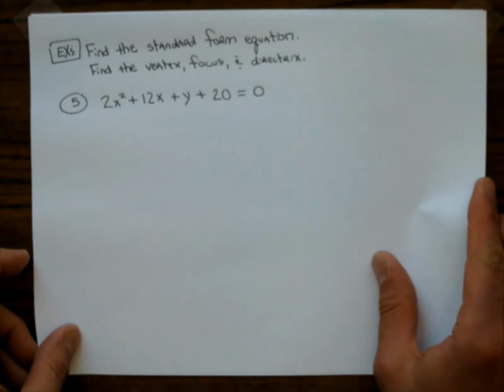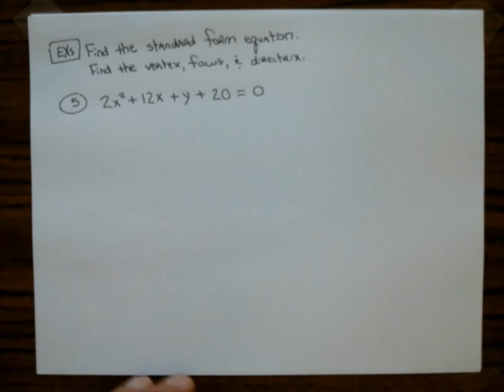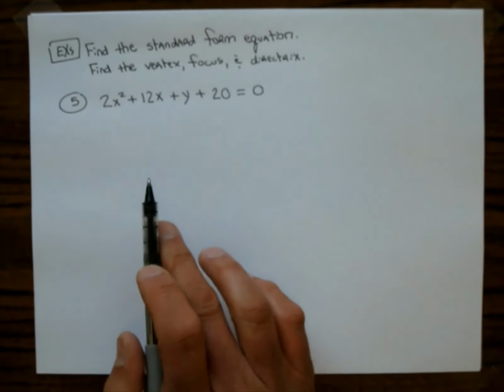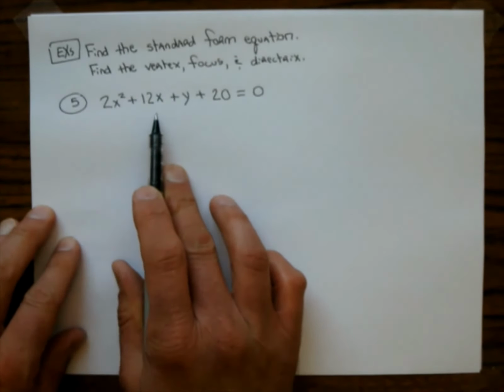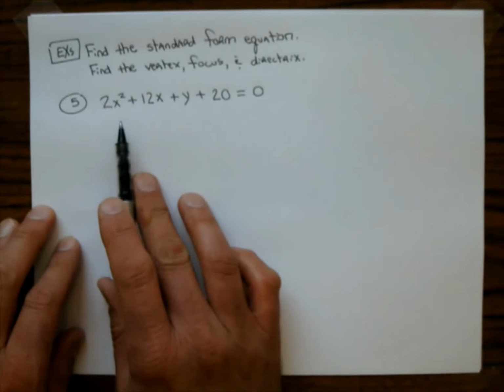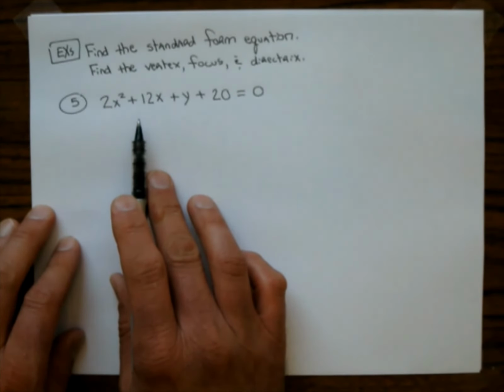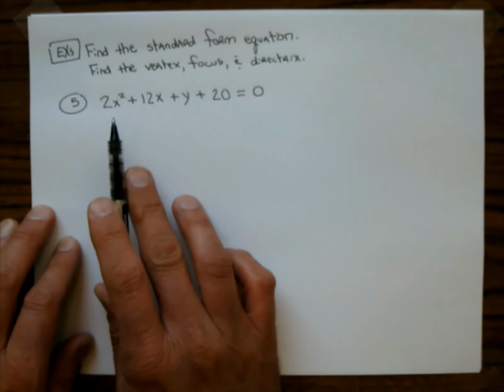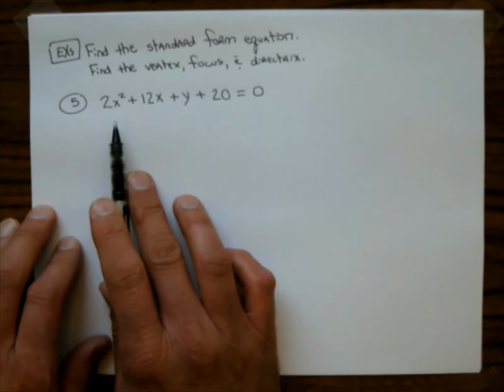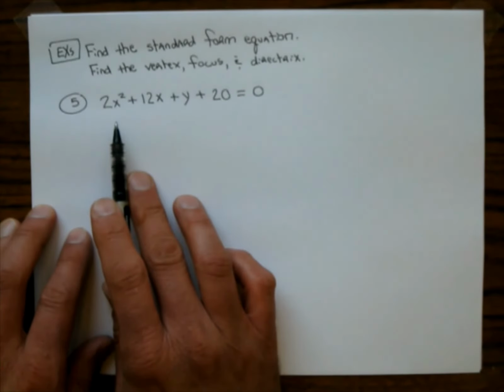Problem number 5. Find the standard form equation and then find the vertex, focus, and directrix. Now the problem with this one is this is not written in standard form. And so we have to figure out how we write this in standard form. And we're going to kind of do what we did in 7.2. We're going to be completing the square. So how do we complete the square?